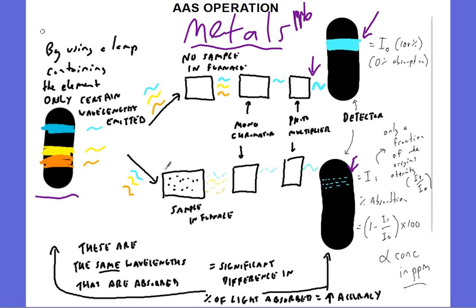And obviously if we increase the concentration of the atoms in the sample we're looking at, we're going to increase the absorbance. So clearly if there's more atoms in the sample, there'll be less light getting through. If there's less of those atoms we're testing for in the sample, there'll be more light getting through.